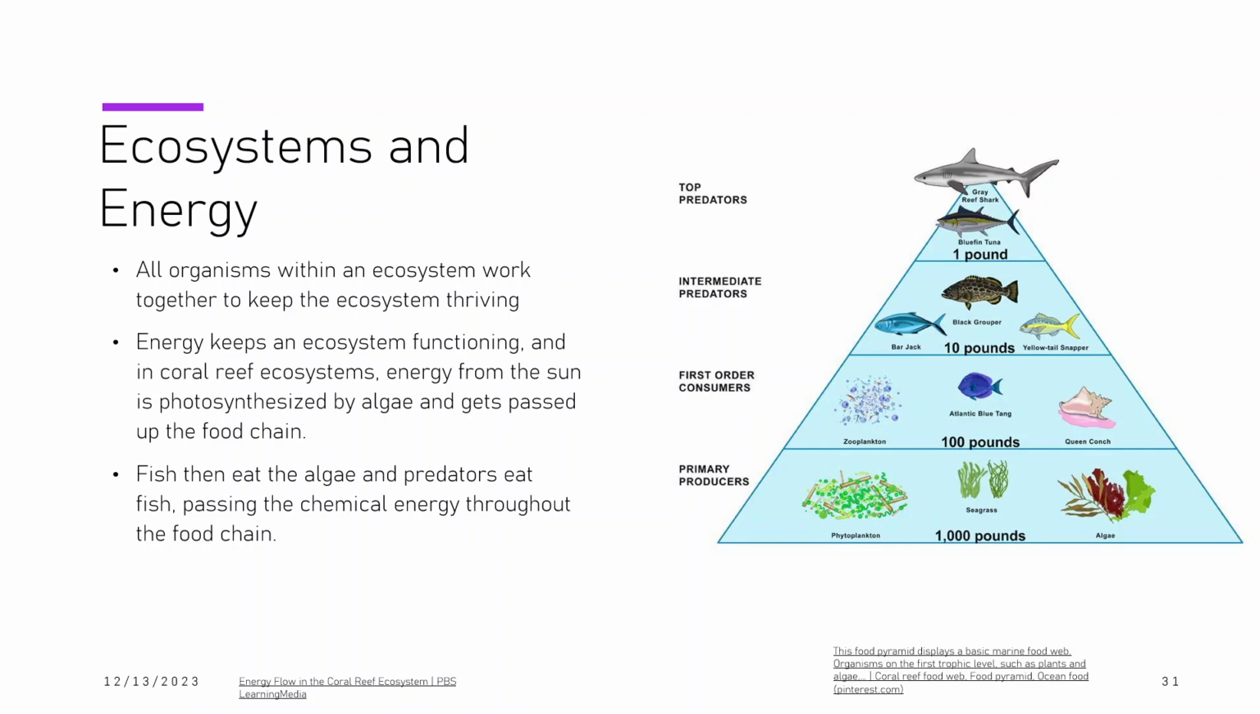Ecosystems and energy. All organisms within an ecosystem work together to keep the ecosystem thriving. Energy keeps an ecosystem functioning, and in coral reef ecosystems, energy from the sun is photosynthesized by algae and gets passed up the food chain. Fish then eat the algae, and predators eat fish, passing the chemical energy throughout the food chain. And this is an example of a food pyramid.